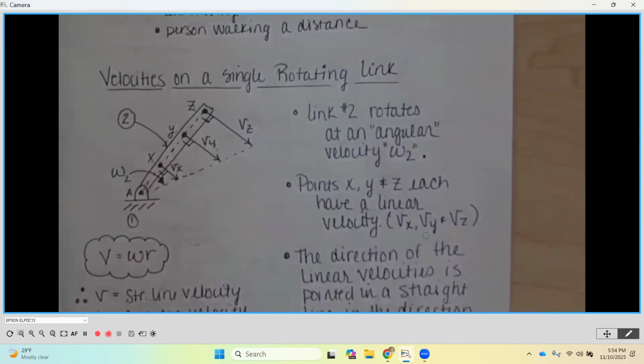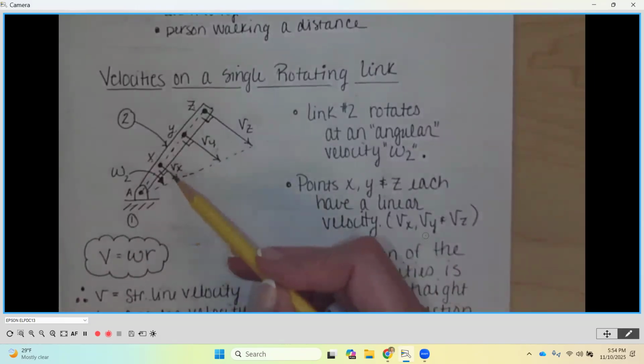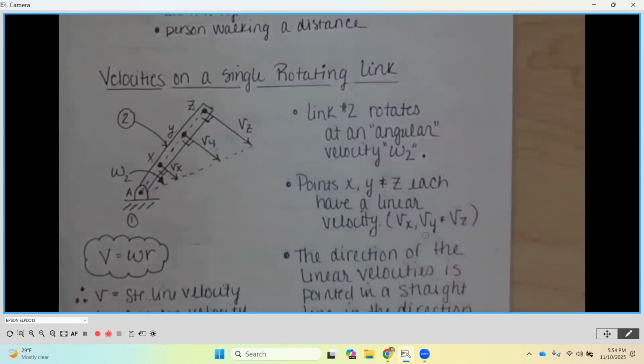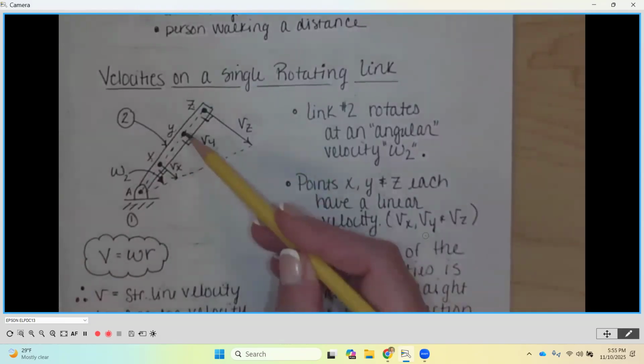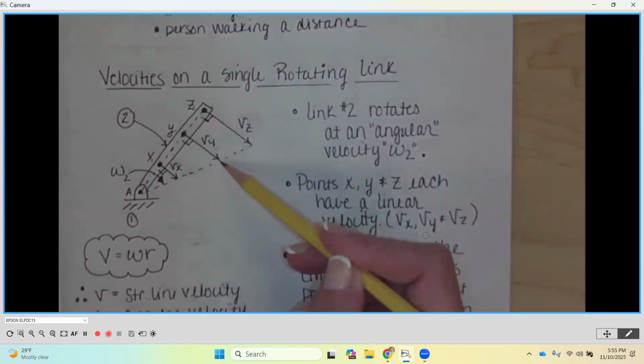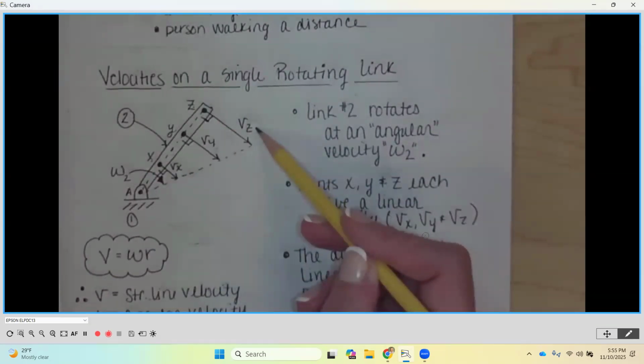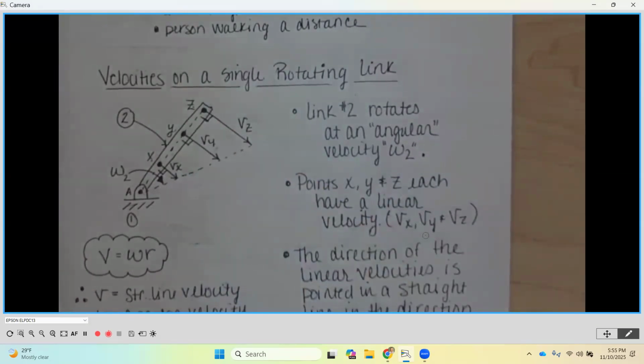Okay, so as we look at point X, notice that it has a velocity at X, velocity at Y, and velocity at Z. Okay, now something about each one of those velocities. Number one, each one of them is shown as a vector. Okay, so it's a line with an arrowhead.